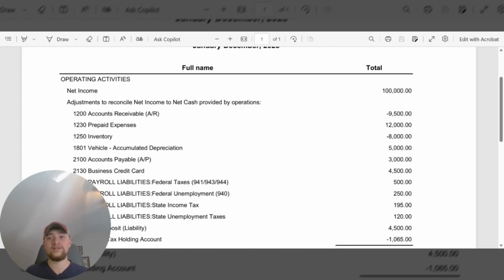Accounts payable. This is another one. You enter a bill into QuickBooks, it's going to reduce your net income because it's going to be added as an expense. But if he's not paid that bill yet for $3,000, he still has that cash.